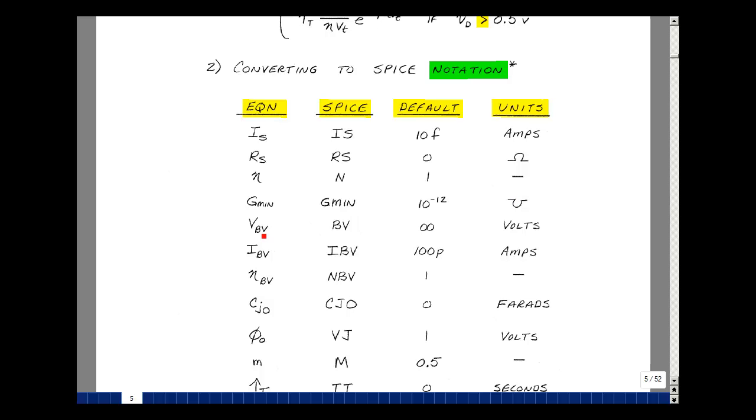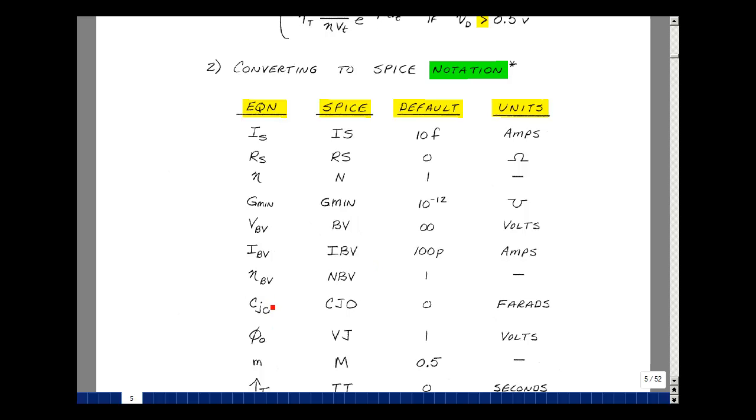The breakover voltage is referred to as BV in SPICE. Default value is infinite, so you have a perfect diode. And the current at the breakover voltage, we call I sub BV, has a default value of 100 picoamps. We also have this third quadrant exponential for the Zener effect, and that's of course eta sub BV, and that'd be NBV in SPICE notation with a default value of 1.